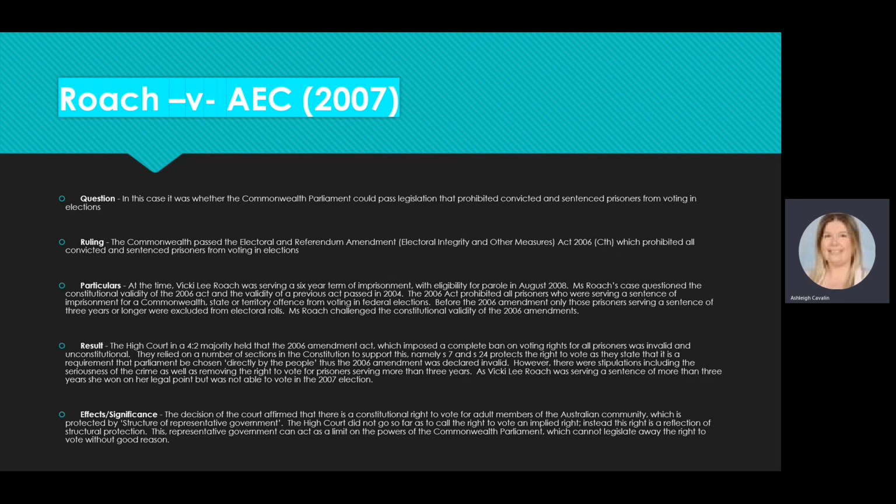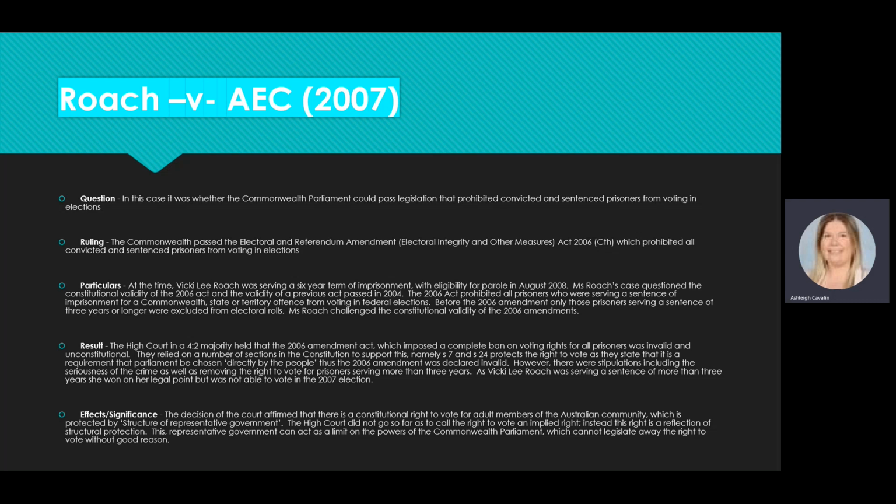However, there were stipulations, including the seriousness of the crime, as well as removing the right to vote for prisoners serving more than 3 years, that needed to be considered. Vicky Lee Roach was actually serving a sentence of more than 3 years, and even though she won her legal point, she was not actually able to vote in the 2007 election.